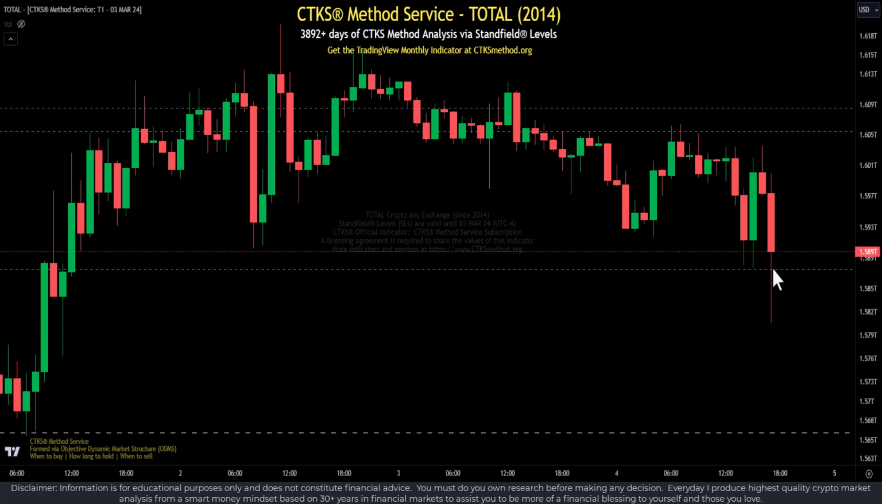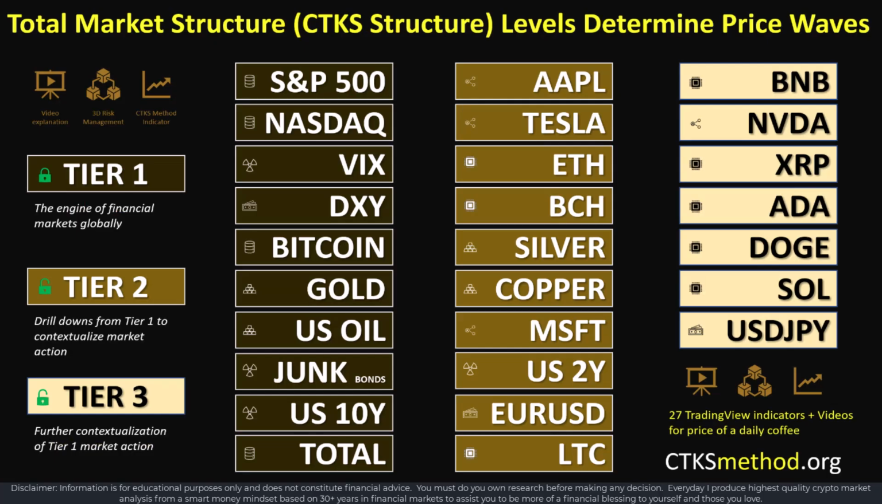If it can't get above, it's going below. And if it goes below, it's going to the next one. But if it does get above, it's coming back to the one above. And of course, you can zoom out on structural levels to get a better overall picture of where things are going. In this example, we just looked at total crypto market cap, which is Total, and also Bitcoin.